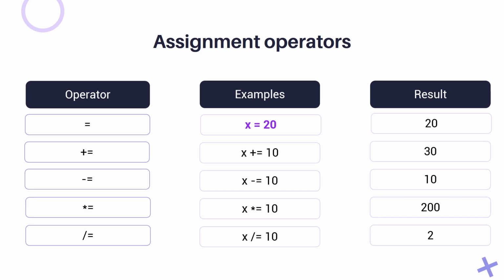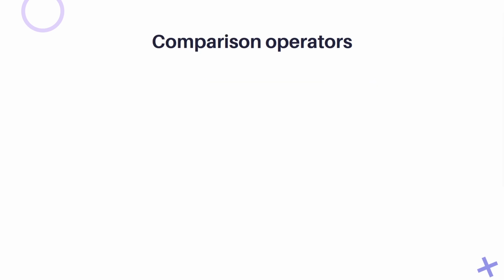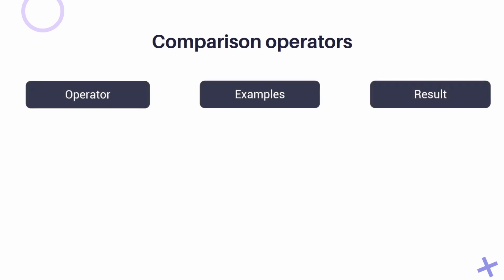Here are 2 more examples, but for the most part, I think you get the idea. Next, we have comparison operators, and comparison operators are used to compare 2 values which result in a Boolean data type. A Boolean data type is not something we've covered before, but a Boolean can either be true or false. Let's take a look at a couple of examples.